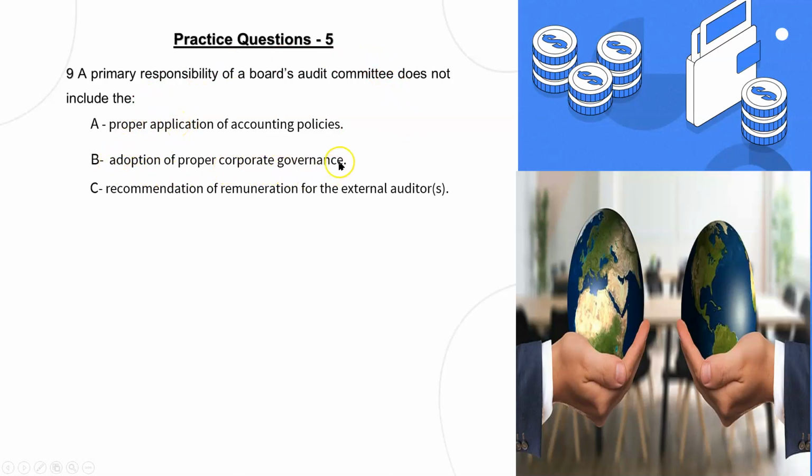Adoption of proper corporate governance. Here in this one, there is the word application and setting. They are both the responsibility of the audit committee. They decide which policy to follow and ensure that they apply it. Adoption of corporate governance. No, there is a separate committee for corporate governance. It is not part of the audit committee. This is the right answer, B.